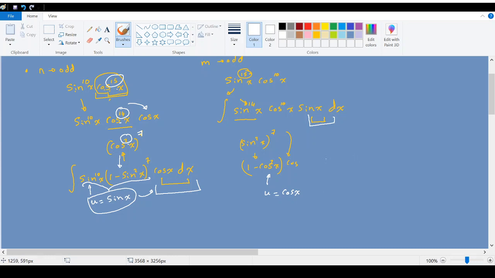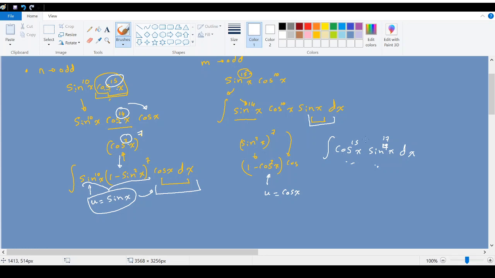Okay, but now what will happen if both have odd powers? Let's say cosine 15x, sine 15x. What should we do when we have this sort of a case? Let me change this to 17, so they are two different odd powers. We can still do the same thing, but you can randomly choose one out of these two terms for this similar calculation.